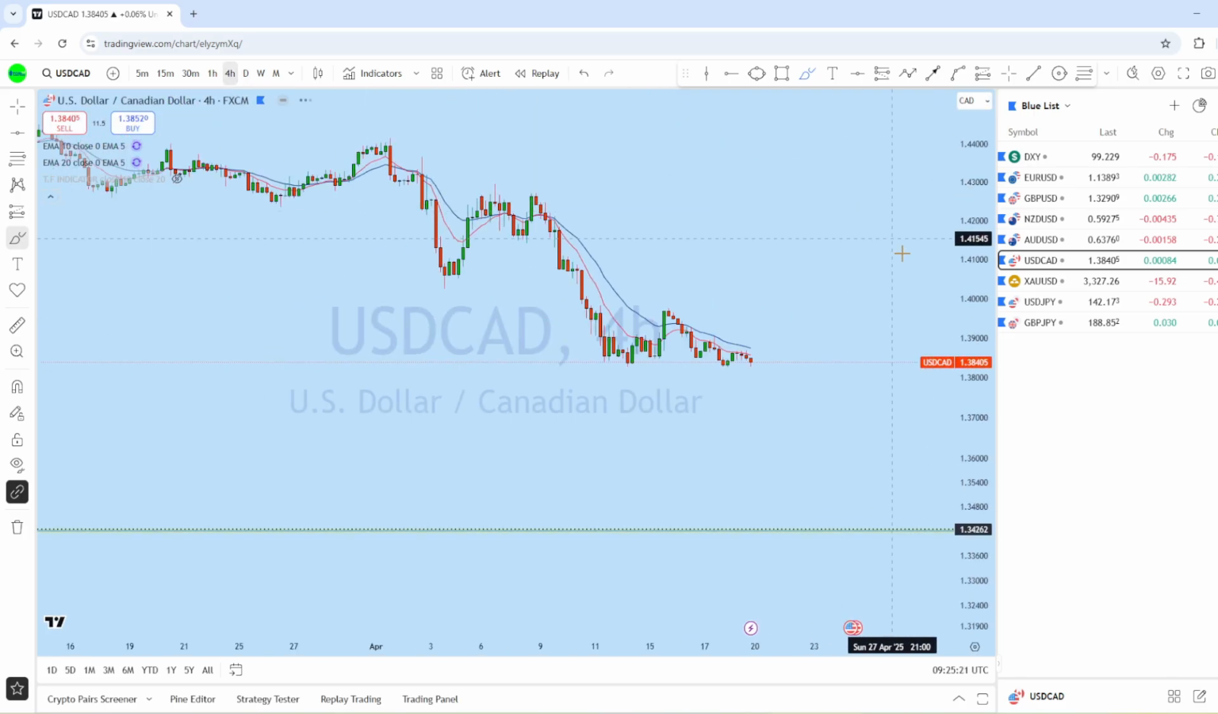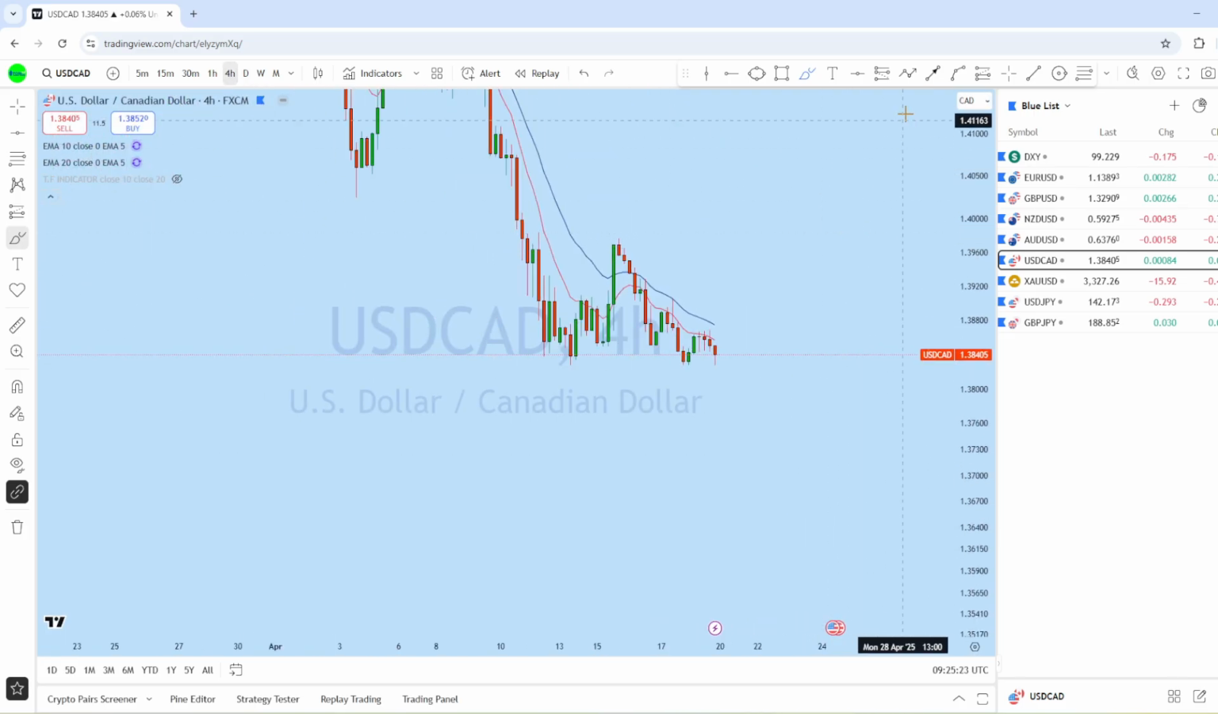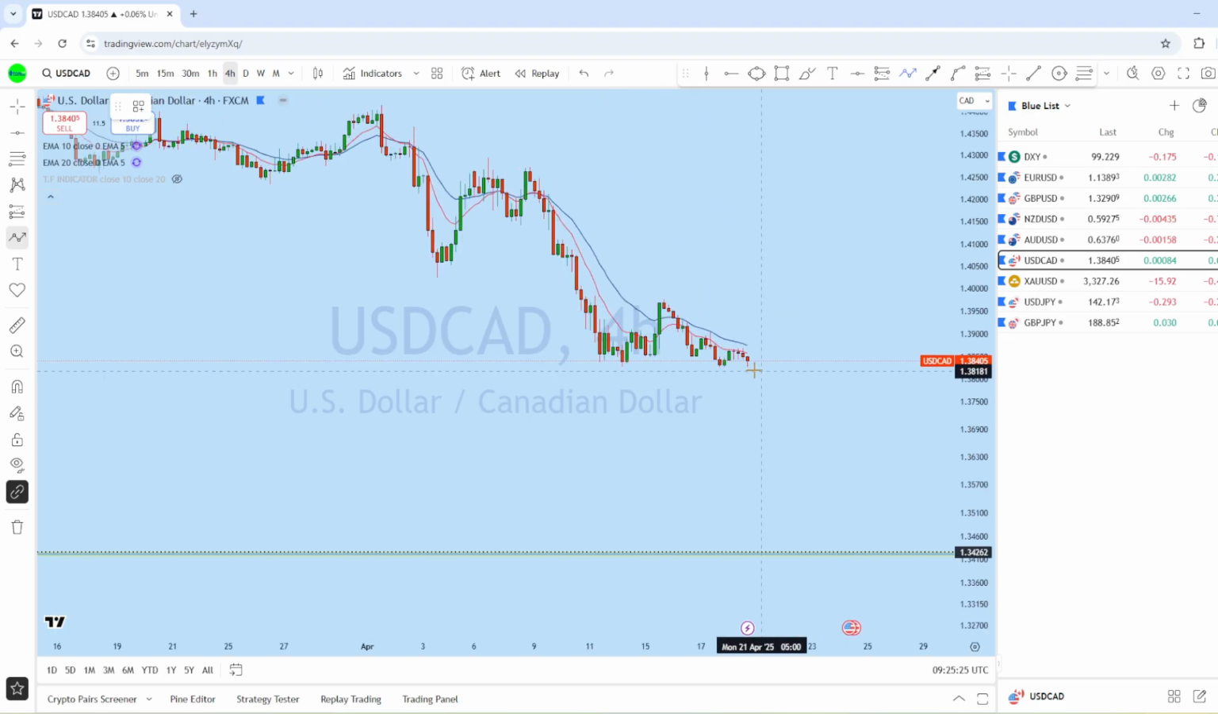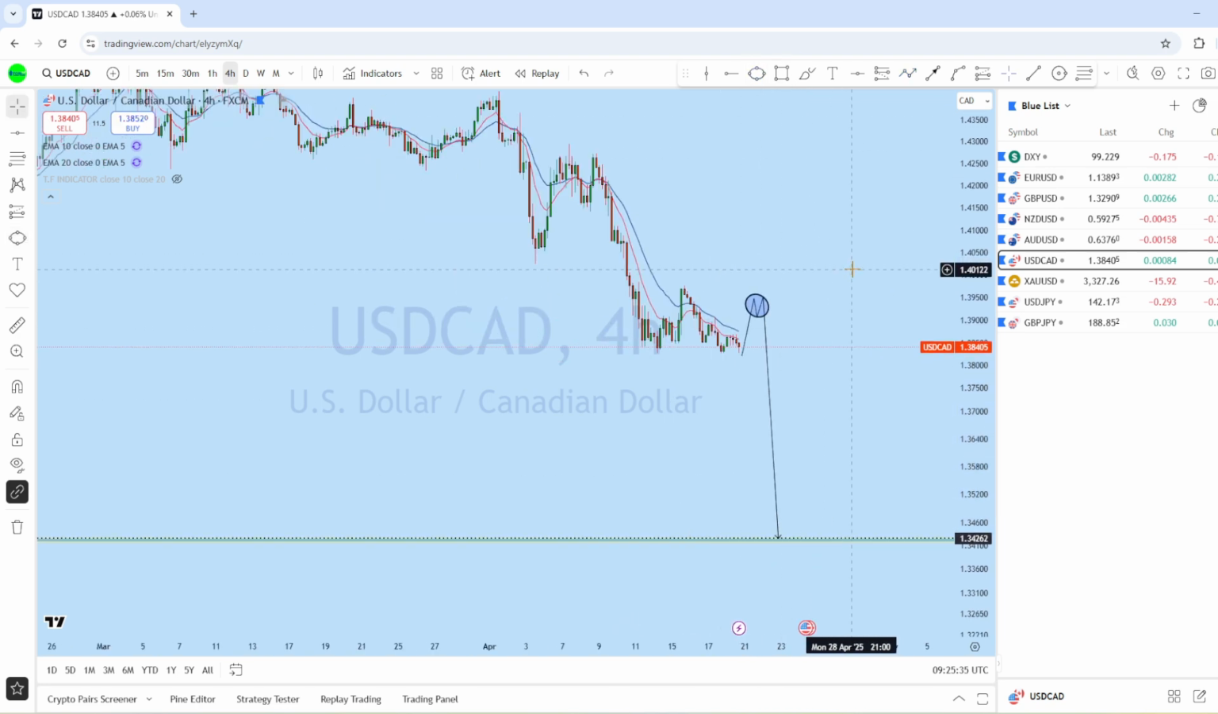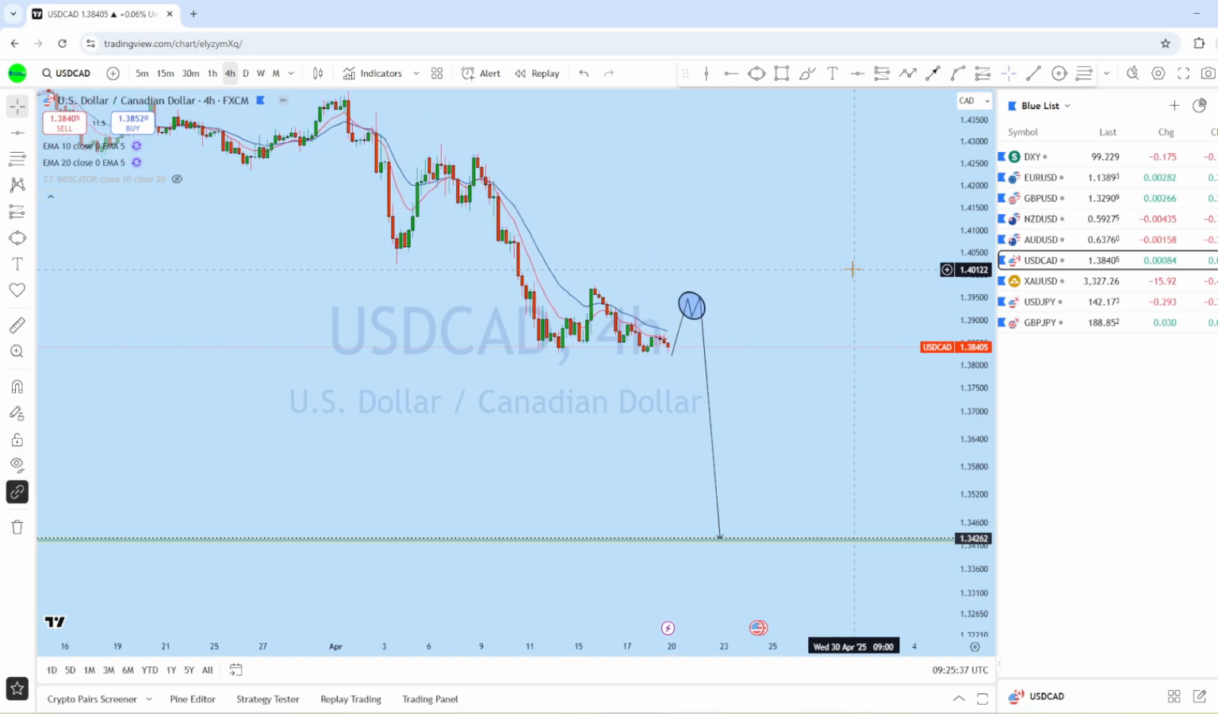Now looking at the 4-hour chart on dollar CAD, what you can expect in this market is for the price to potentially retest that level and then return again in the major direction of the trend. This is the zone that we will be looking at for a potential selling opportunity in dollar CAD.